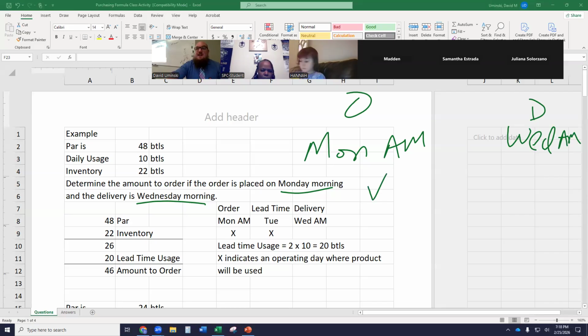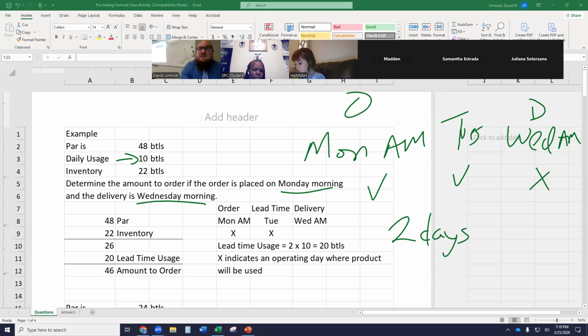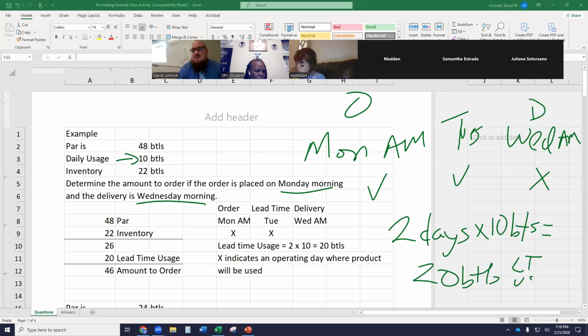What comes next? Tuesday. Of course, I'm going to use product on Tuesday. And on Wednesday, I'm not going to use product because that delivery is going to come in before I open to the public. So how many check marks do I have? 2 days. So my lead time is 2 days. My daily usage is 10 bottles, so my lead time usage is 20 bottles.